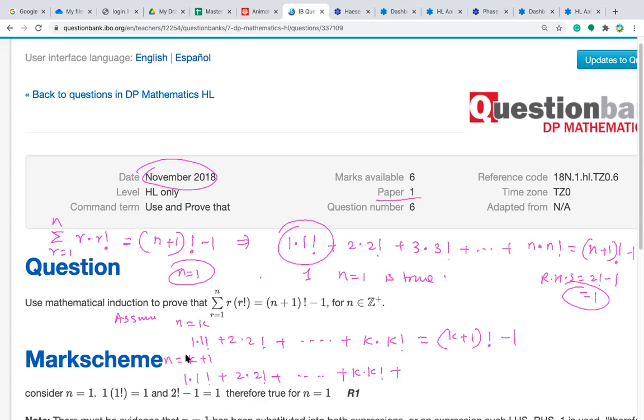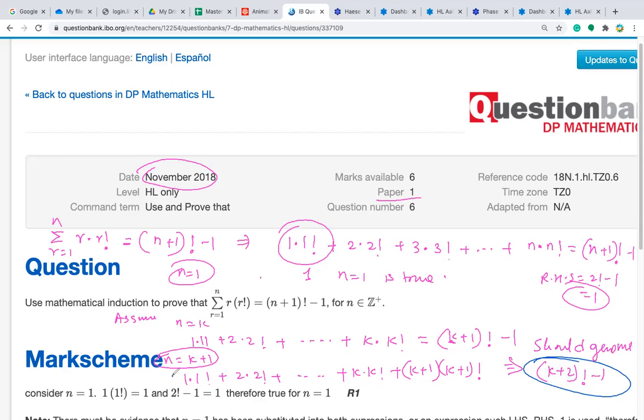Now the (k plus 1)th term will be (k plus 1) times (k plus 1) factorial. And this ideally should give me (k plus 2) factorial minus 1. When I replace k with k plus 1, I get (k plus 2) factorial minus 1. So this is what I have to prove.